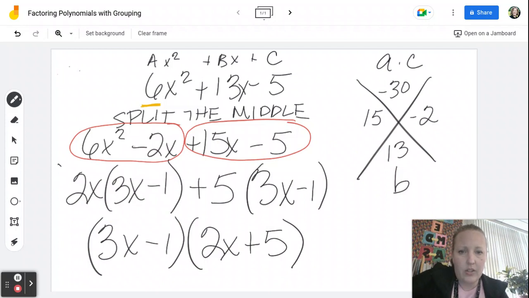So once again, you do A times C. You split the middle and you make sure you put the terms with whatever is going to create common factors. You factor it. You find greatest common factors, and then you do that again.